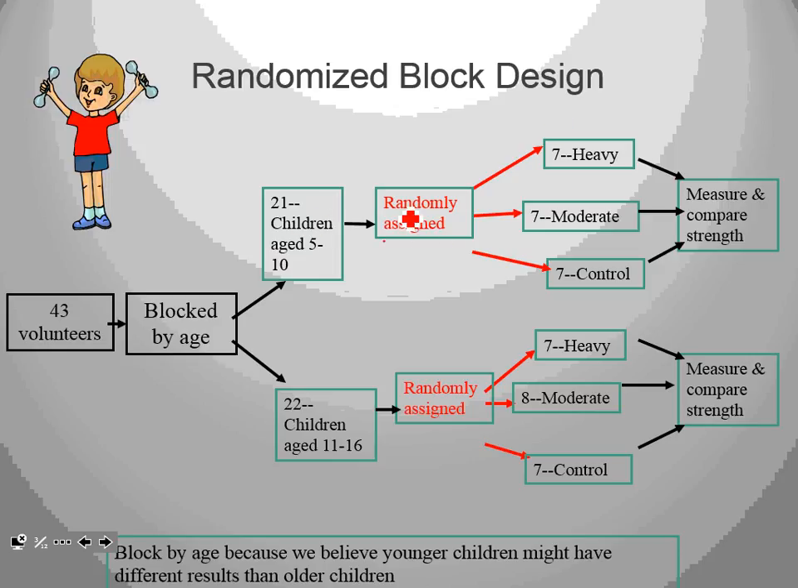You don't have to have this block here, this random assignment. You go straight from the 21 children, split them up evenly. 7 get this, 7 get this, 7 get that. Down here with the older children, 7, 8, 7, okay? Then we can measure and compare the strength for the younger and the older, and then we can also look at the overall results. We can combine those results to say, overall, children ages 5 to 16 showed this, okay? Cool? That's blocks.